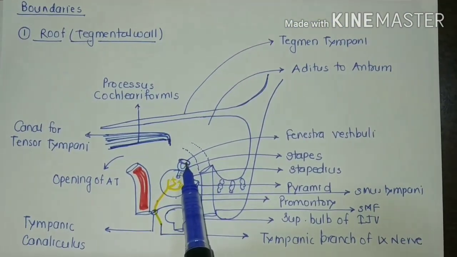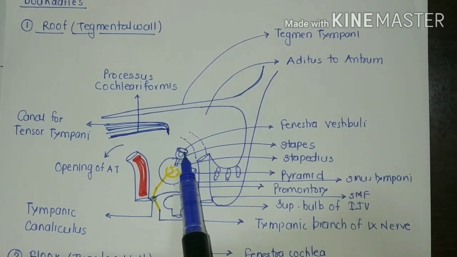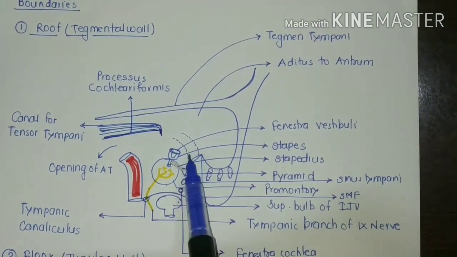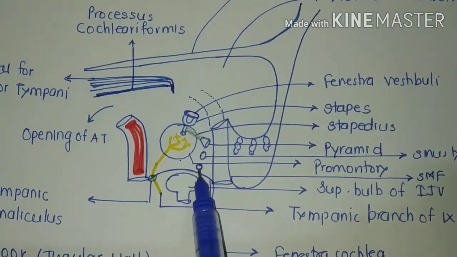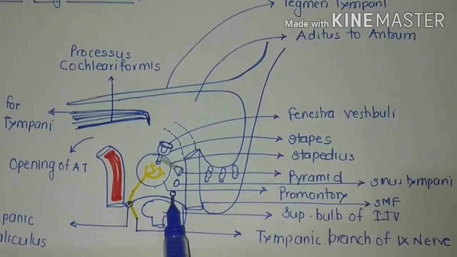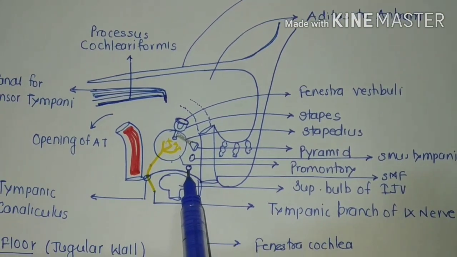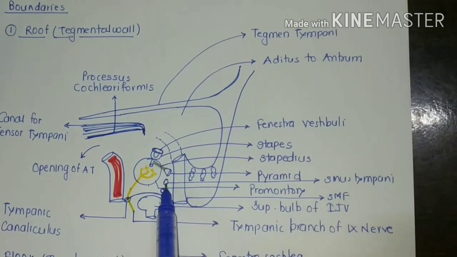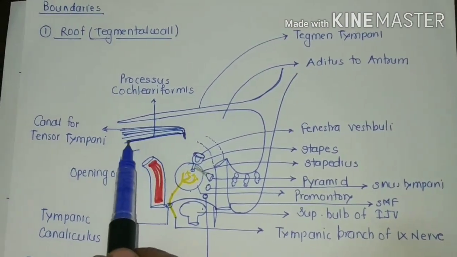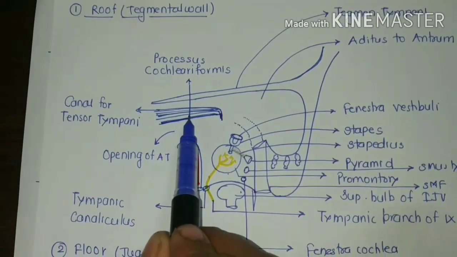It shows the presence of fenestra vestibuli. It shows the presence of prominence of facial canal. It shows the presence of fenestra cochlea, which is covered by means of secondary tympanic membrane. It shows the presence of sinus tympani, and finally it shows the presence of processus cochleariformis.